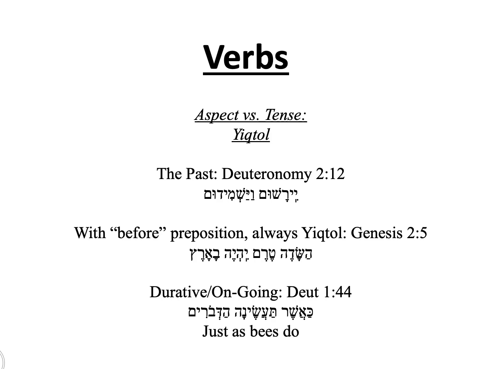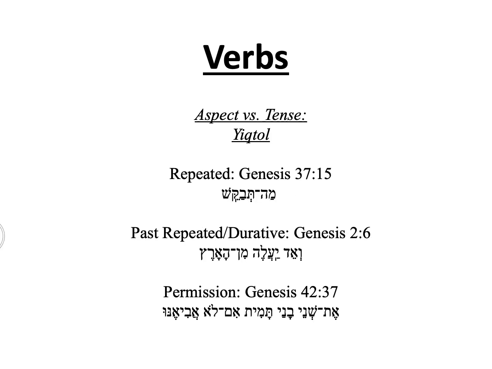There's also an aspect of the imperfect that references ongoing action, such as Deuteronomy chapter 1, verse 44, that talks about what bees do. They don't just do it once, but they continue to do it. And so while we might expect a perfect form of just this is what bees do, that iterative, durative, ongoing process indicates that we need an imperfect verb here to give that nuance.